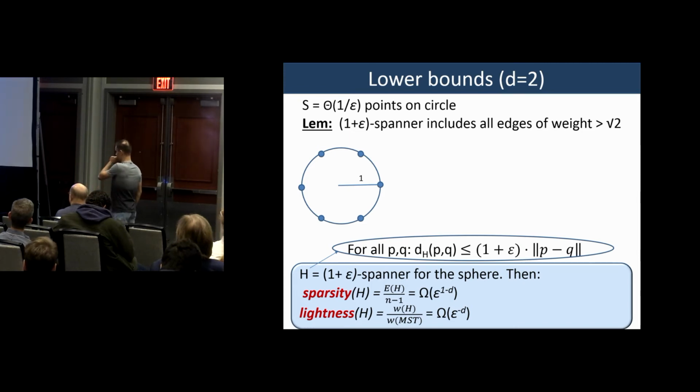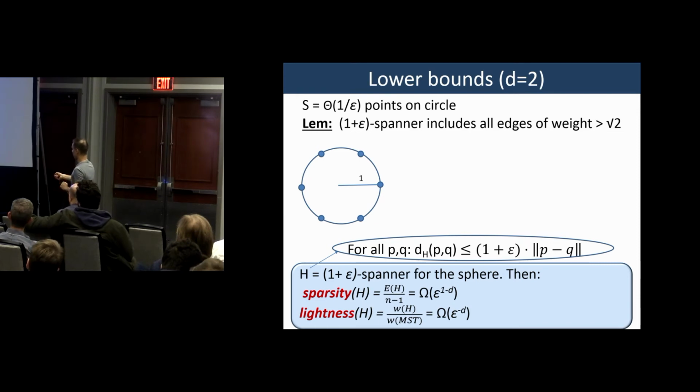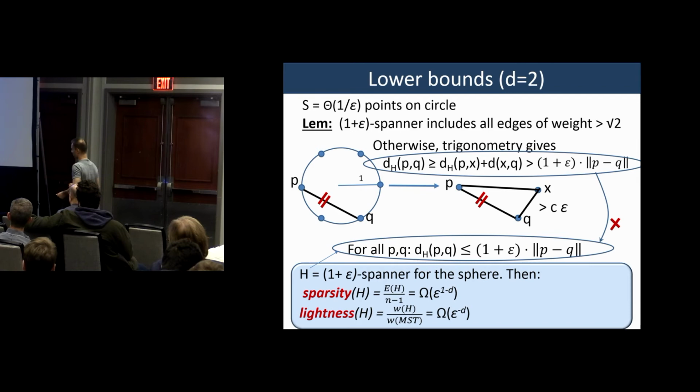And here is the observation. Any 1 plus epsilon spanner for this point set must include all the edges that connect points that are far away from each other, sufficiently far away from each other. But most pairs of points are far away from each other. So why is this true? The proof goes by contradiction. It's a very simple proof. I'll skip some trigonometry, but we'll see.